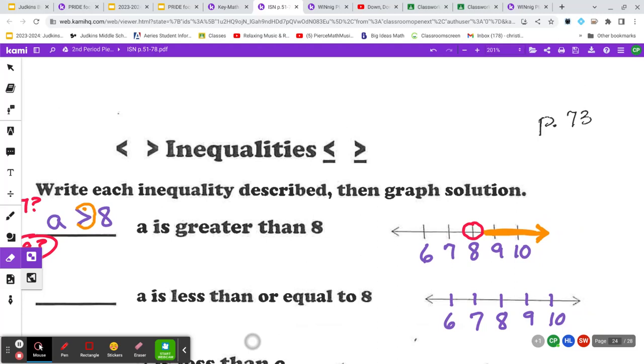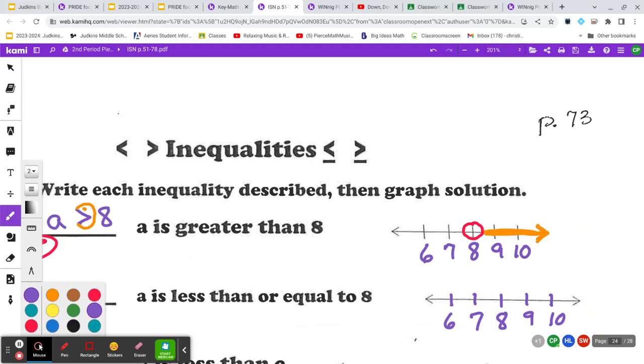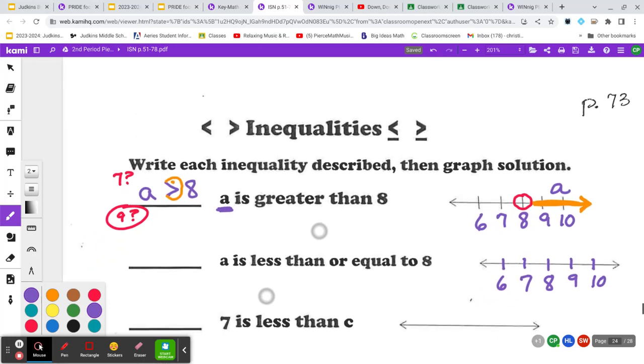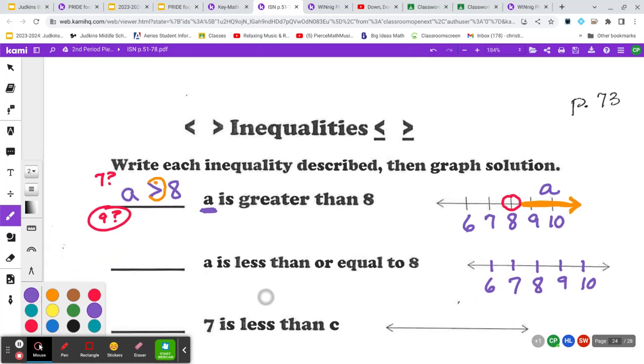What is the variable that this orange part represents? What variable is that first one, you guys? Read it. A. So please draw an A above this. This orange colored-in spot is all what A is. Okay, now please try the next one. And remember that it's "is less than or equal to." So something is different with the less than or equal to.